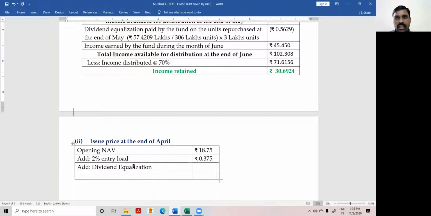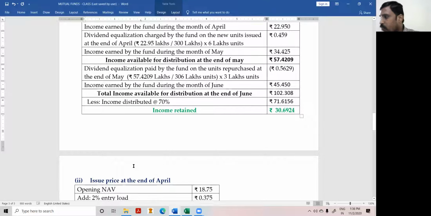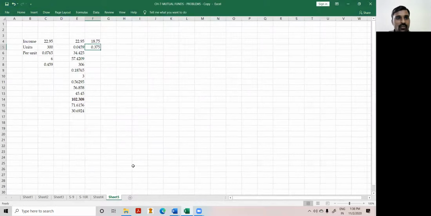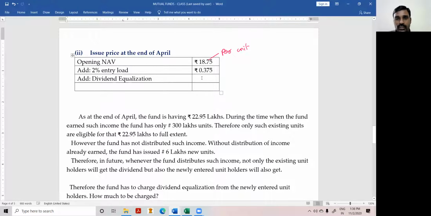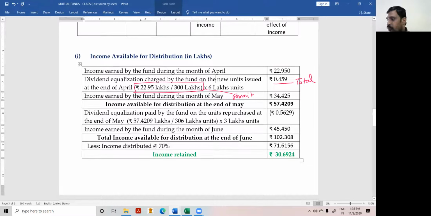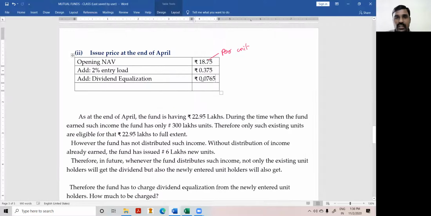Don't take the above figure blindly. This 0.459 is the total, and we need per unit. So per unit, 22.95 lakhs divided by 300 lakhs gives what we got earlier, 0.0765. Don't take that 0.459, that is total. Remember, in the above table we wrote it in lakhs, but this is just rupees.